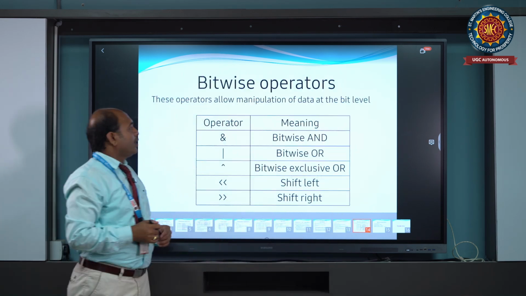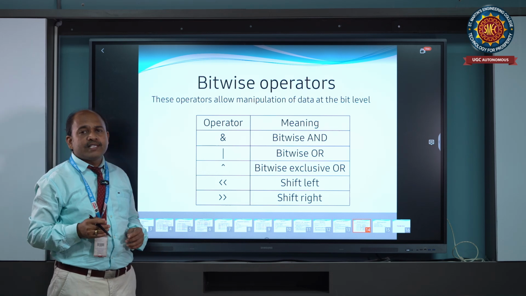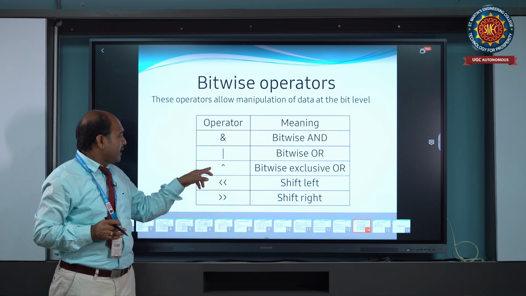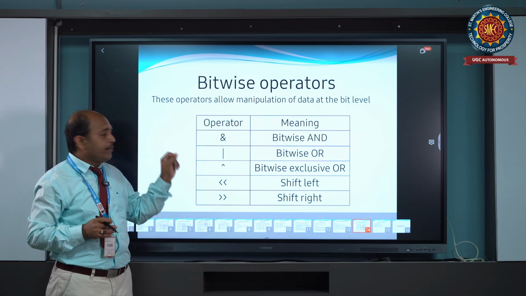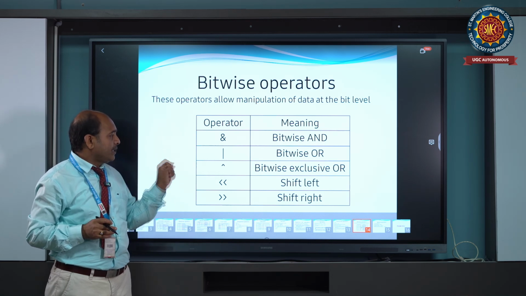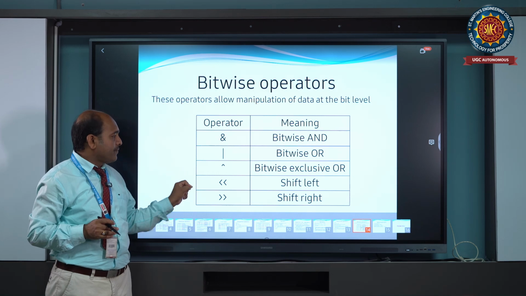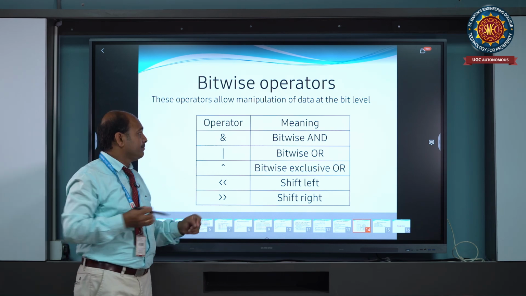Next we will have the bitwise operators. What is meant by bitwise? Bitwise AND, bitwise OR, which is the pipe symbol, the caret symbol, the left shift symbol and the right shift symbol.